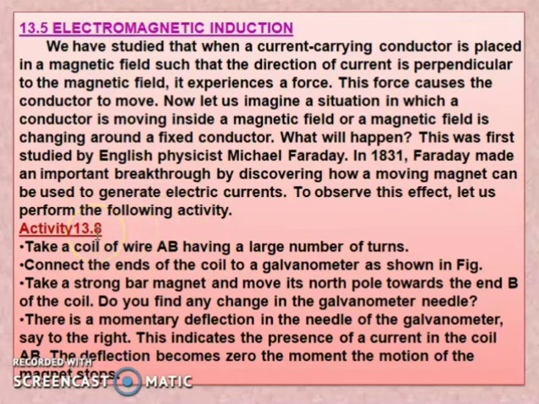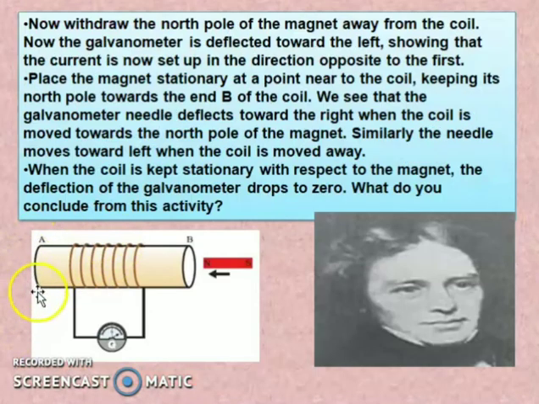Activity 13.8. Take a coil of wire AB having a large number of turns. Connect the ends of the coil to a galvanometer. So this is a coil having many turns, connected to a galvanometer, and this is a photo of Michael Faraday.